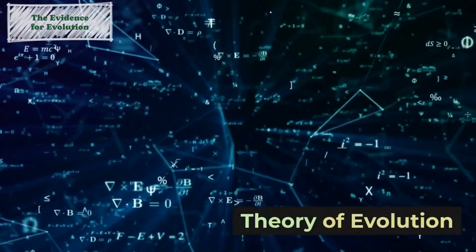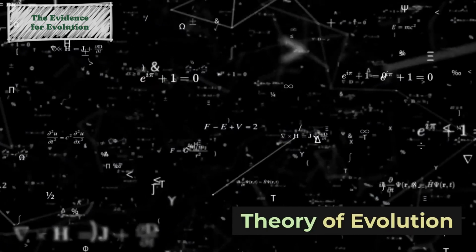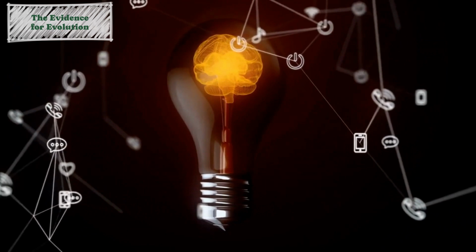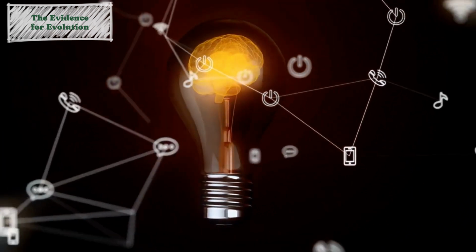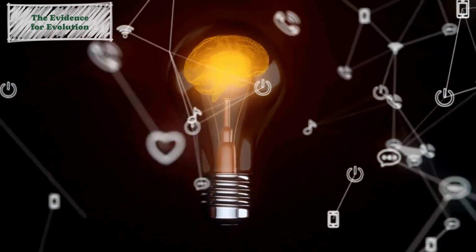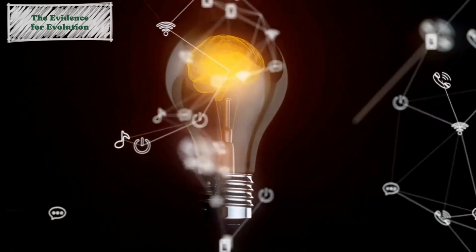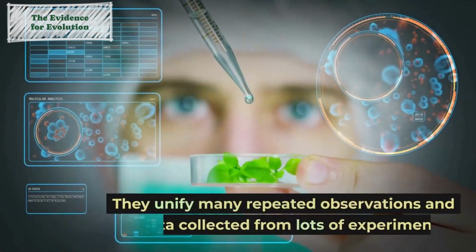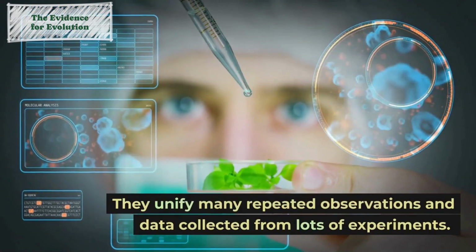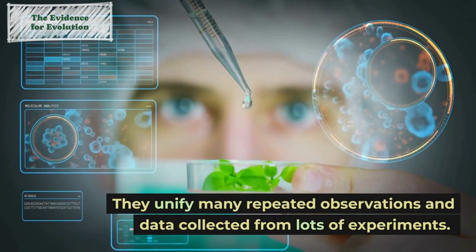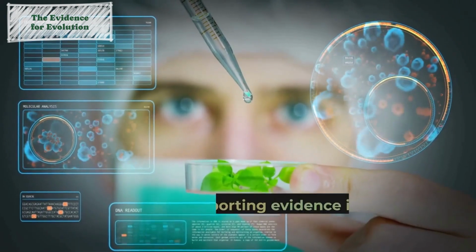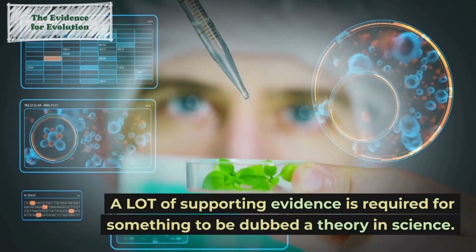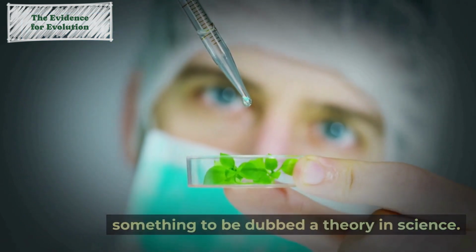Now, in science, the term theory is a bit different than the colloquial term. Usually when you hear people say they have a theory, what they really mean is that they have an idea or a guess. Scientific theories, on the other hand, are very different. Scientific theories are well-tested and highly reliable scientific explanations of natural phenomena. They unify many repeated observations and data collected from lots and lots of experiments. So, in summation, a lot of supporting evidence is required for something to be dubbed a theory in science.